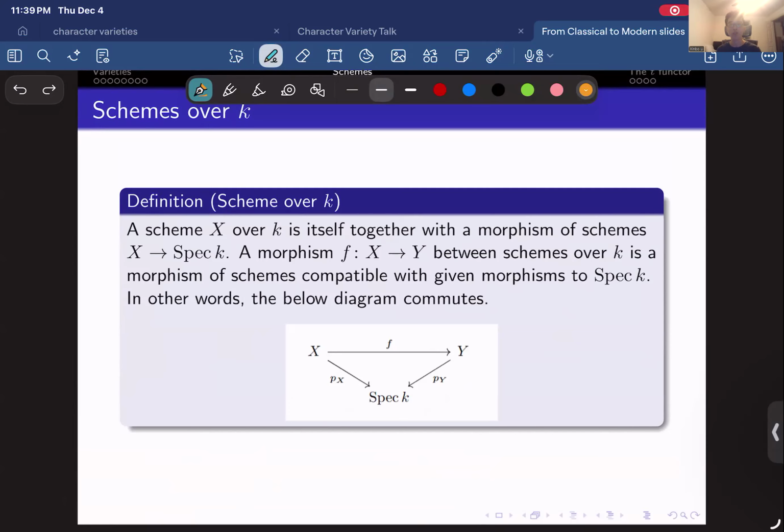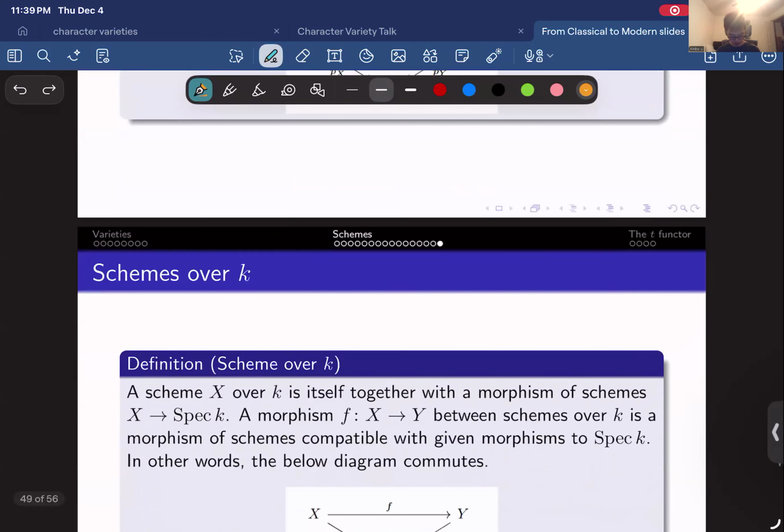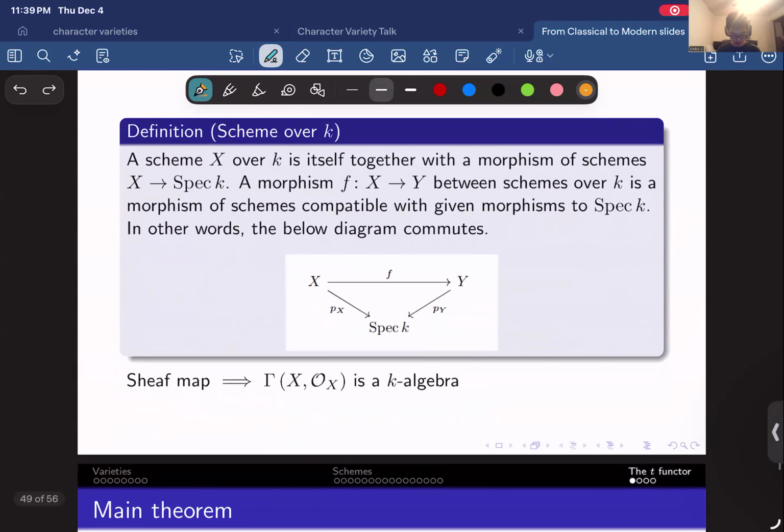And I consider myself a geometer, so I draw a lot of diagrams, and I find it easy to explain this concept in terms of a diagram. For example, in other words, what I said above is that this diagram commutes. And the fact that it's a sheaf map tells you that the global sections of X, O of X, form a K-algebra. What is a K-algebra? Well, you probably know what a K-algebra is, so I won't say much, but it's an algebra that K acts on.